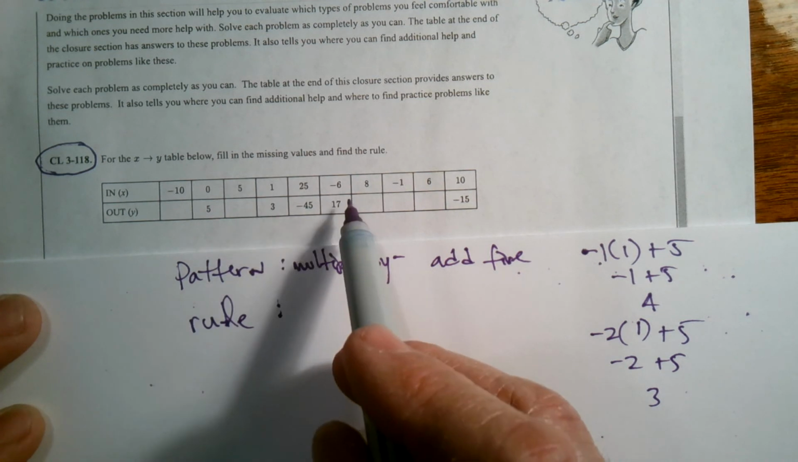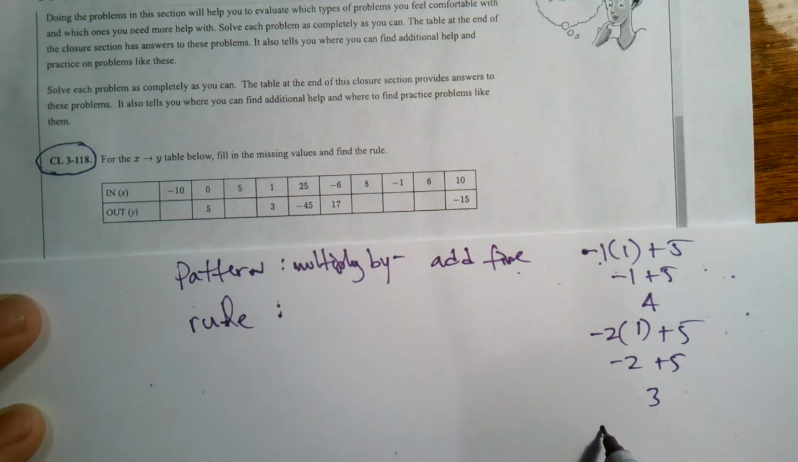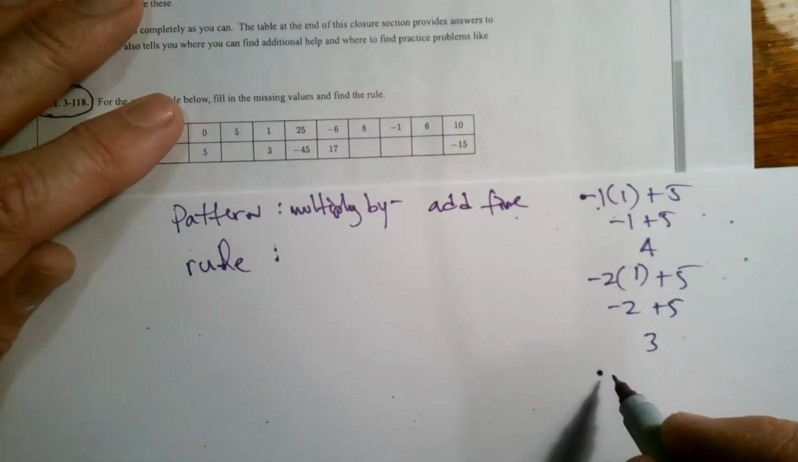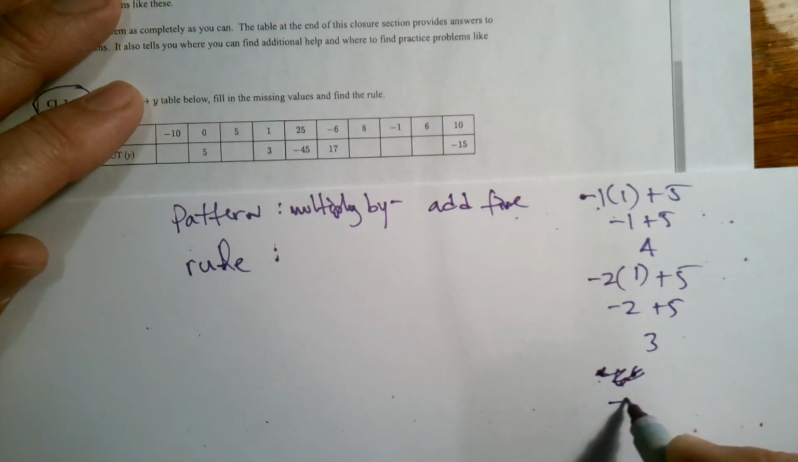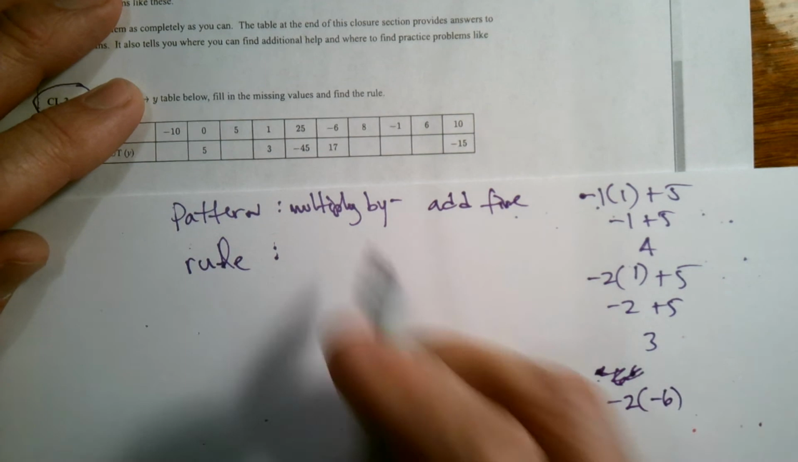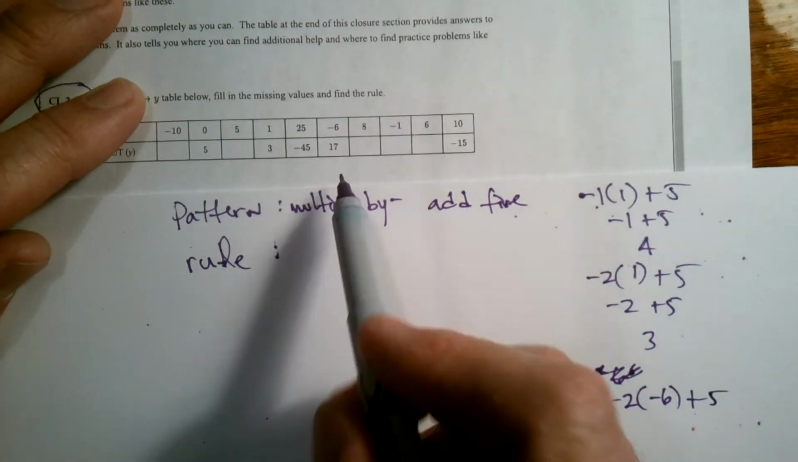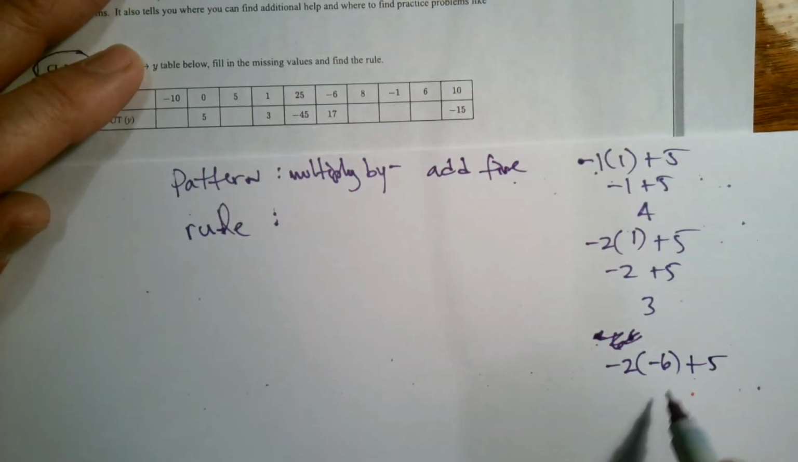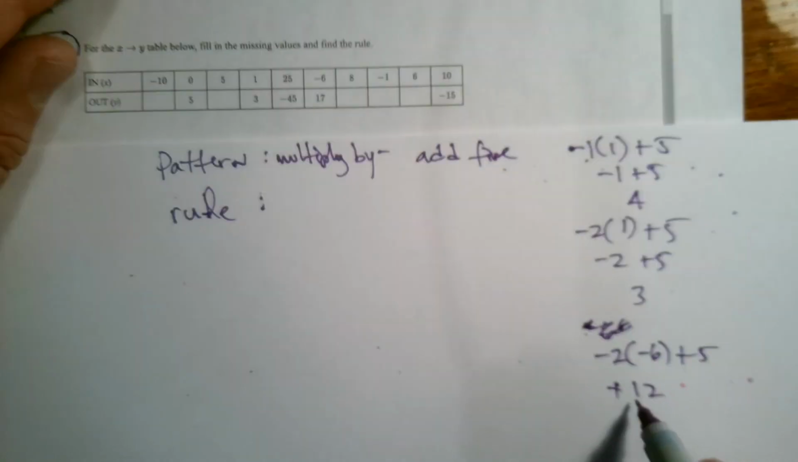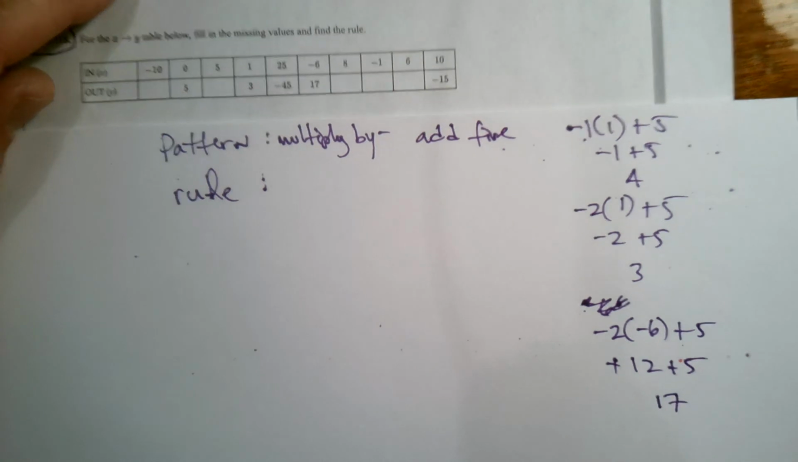Will that work for one of the other ones? We were talking about negative 6. Let's try that. Negative 2 times negative 6 plus 5, is that going to give me 17? Negative 2 times negative 6 is negative 12. Oh, I'm sorry, positive 12. A negative times a negative is positive. Positive 12 plus 5, sure enough, equals 17.